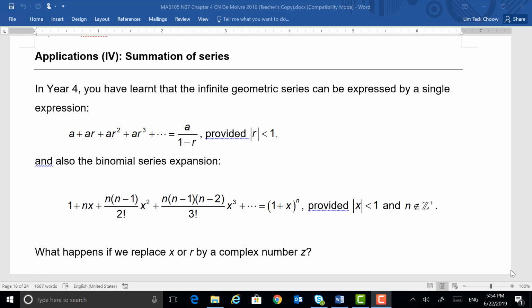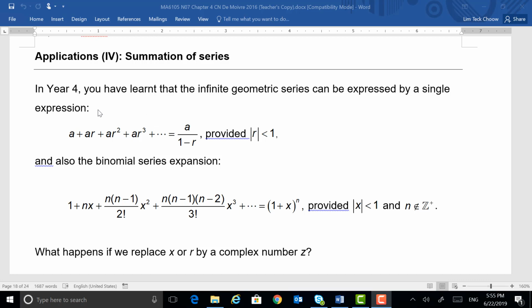In this fourth application, summation of series, we are going to learn about summation of series that involve complex numbers. But to begin with, we have to recall something that we have learned previously in the lower year. In particular, in year 4, you have learned something called a GP.